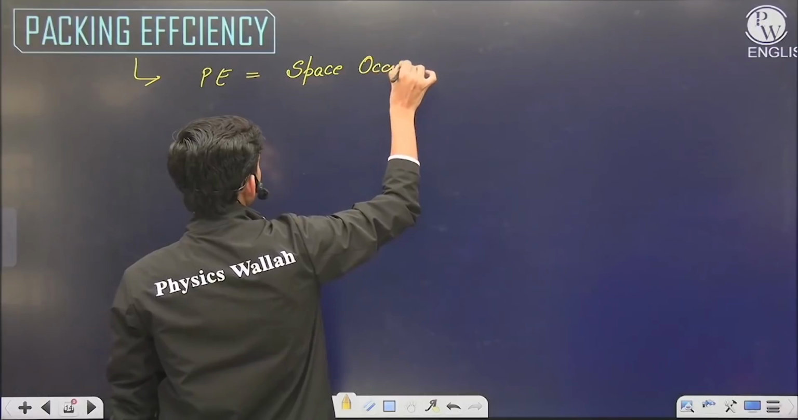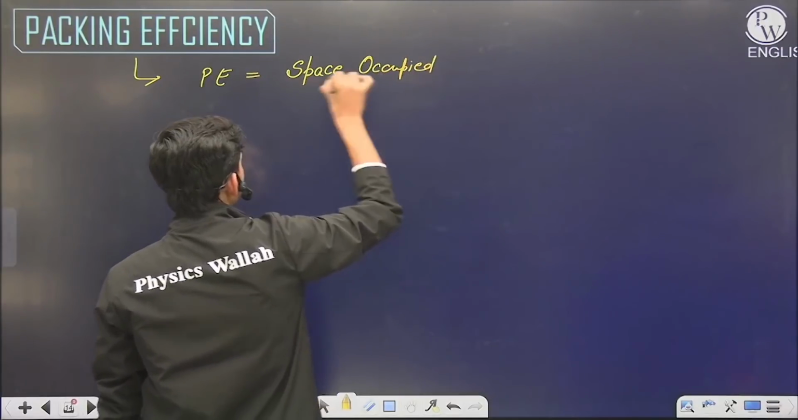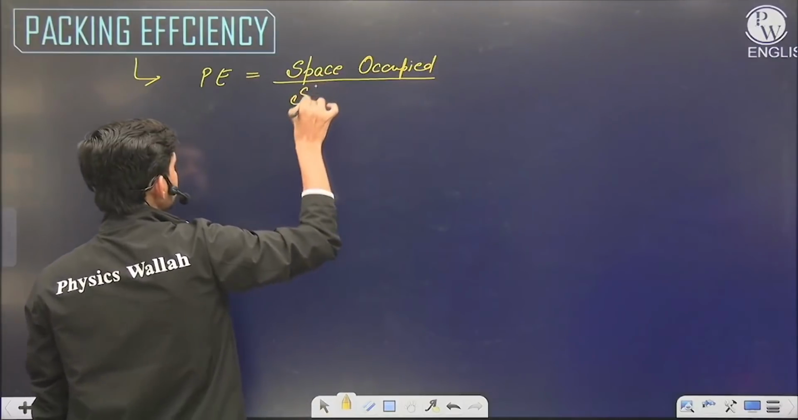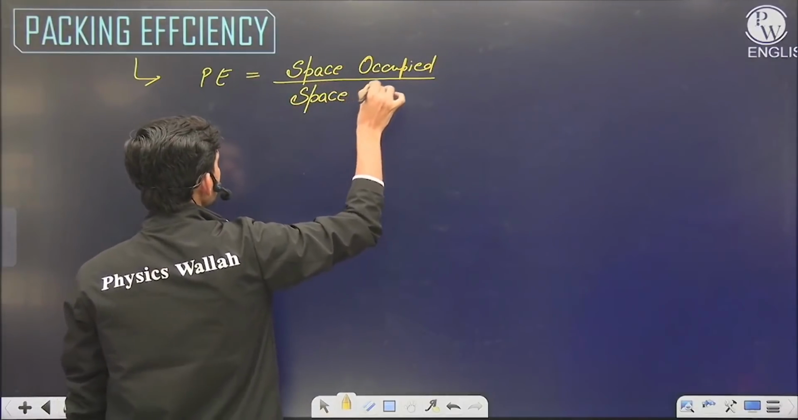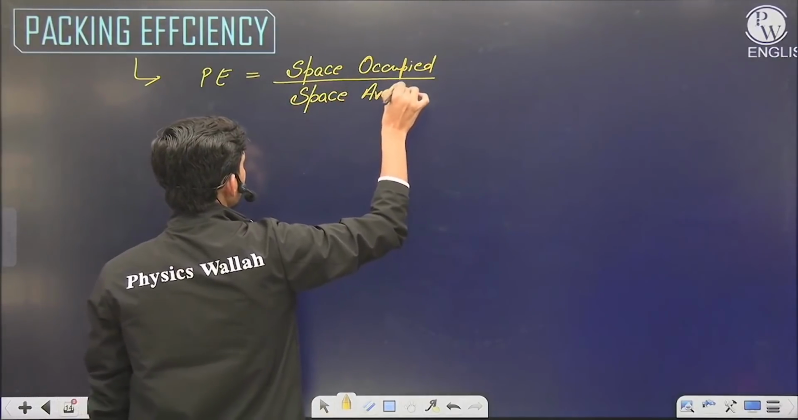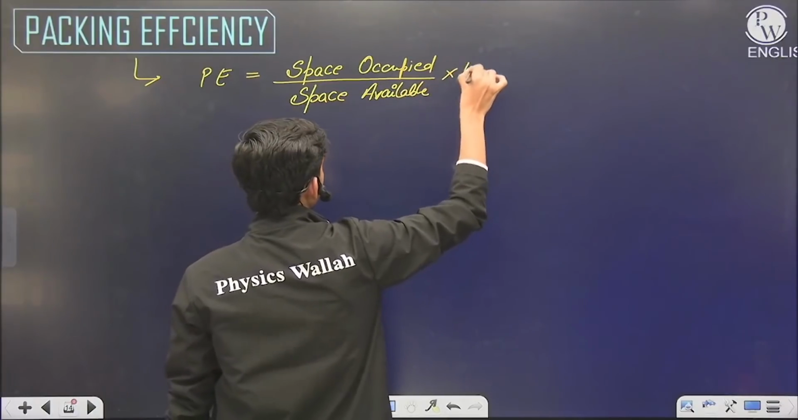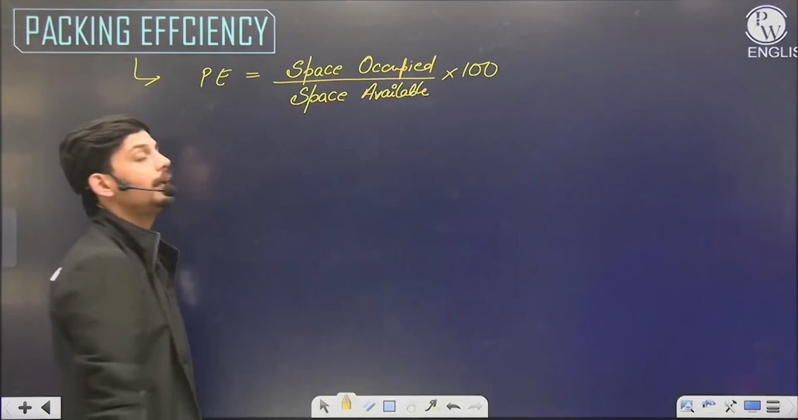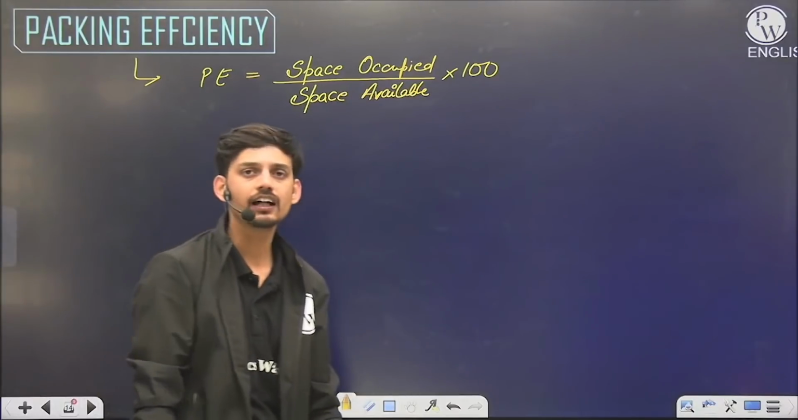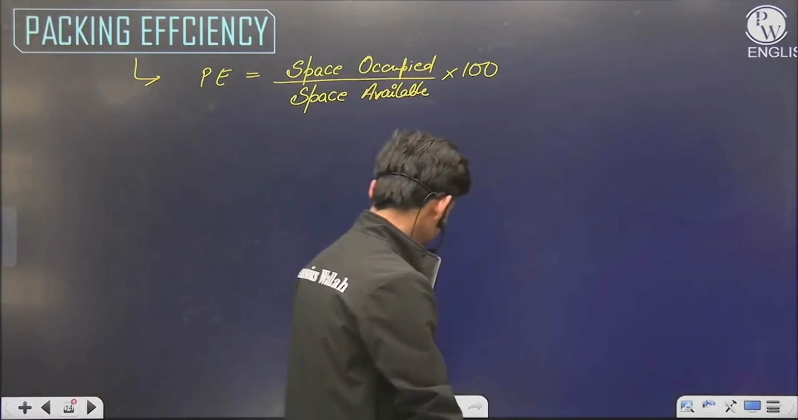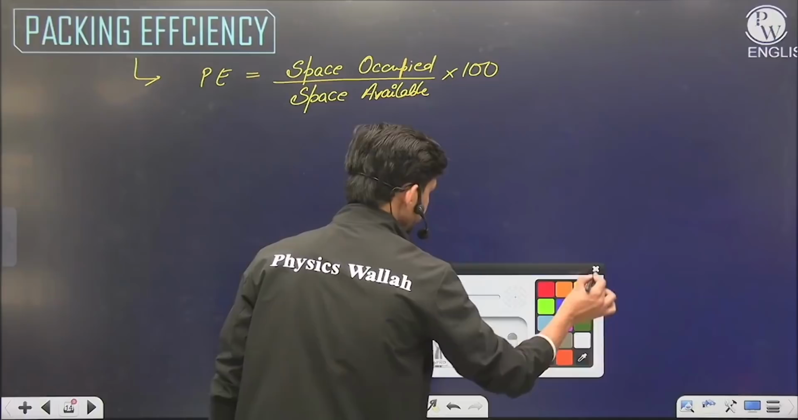divided by how much space is available. And for efficiency, if we take in percent, then I will multiply by 100. And for fraction, the 100 term will be omitted.